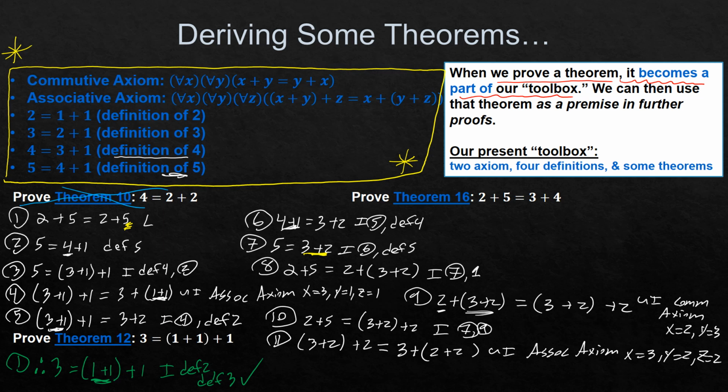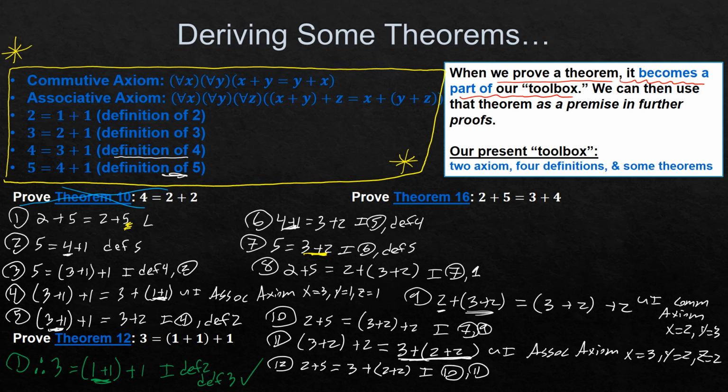And now we can use this fact to get to the identity rule. We're relating lines 10 and 11. So for 12, we can get 2 + 5 is equal to 3 + (2 + 2), because the identity rule with lines 10 and 11.